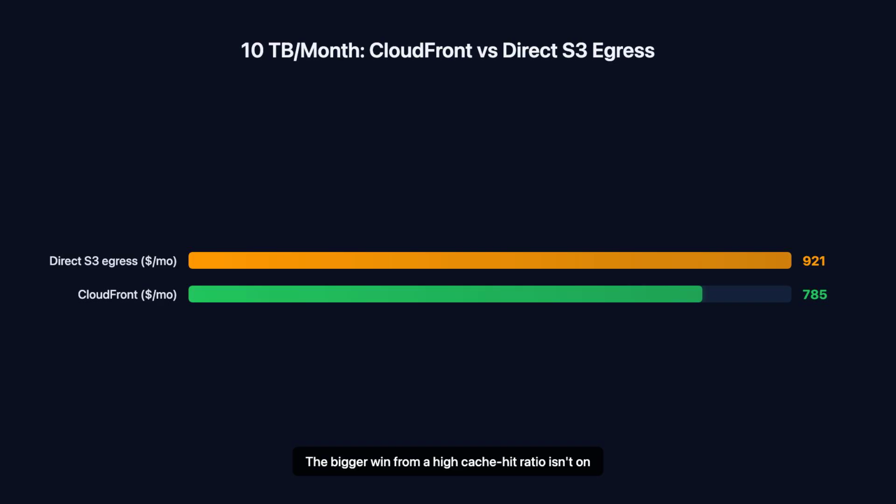egress. The bigger win from a high cache hit ratio isn't on the egress line. It is that 80% of requests never reach your S3 origin at all, which cuts origin request costs and reduces load on any compute sitting behind it.